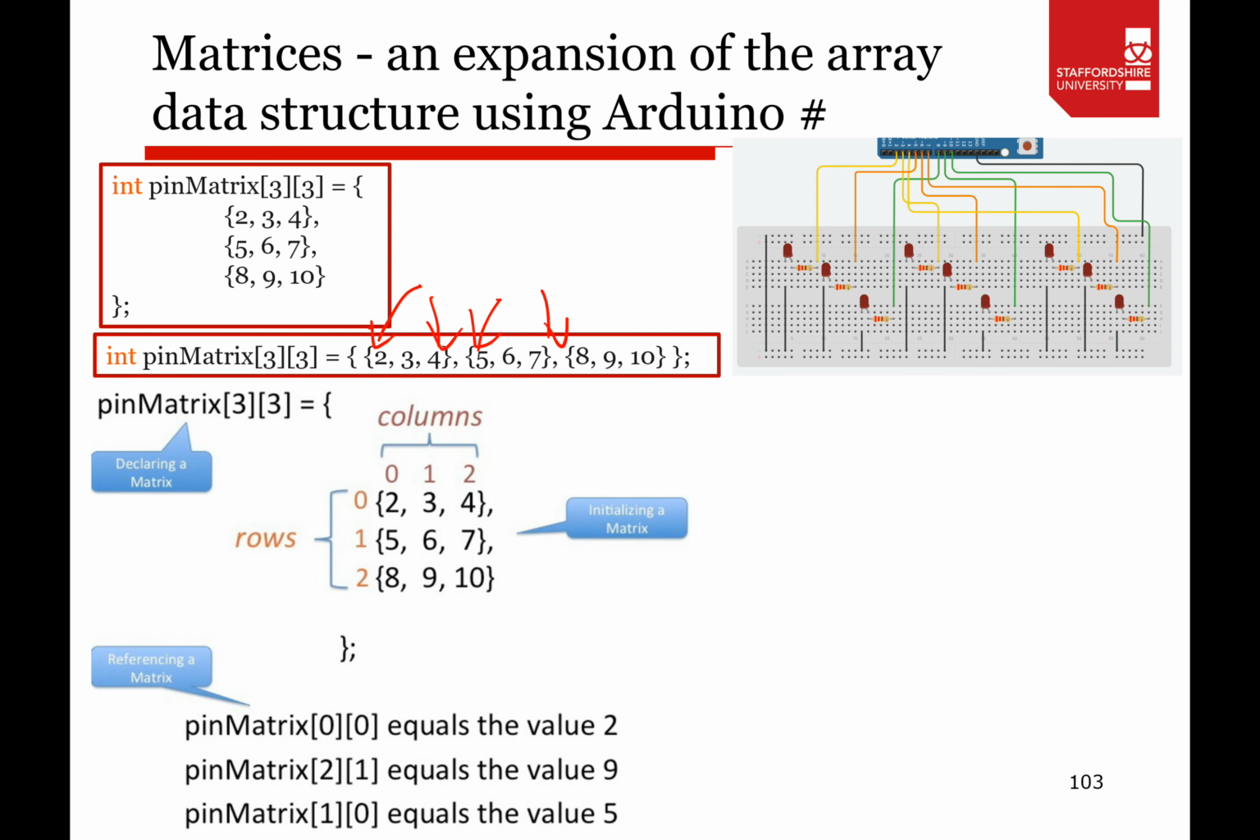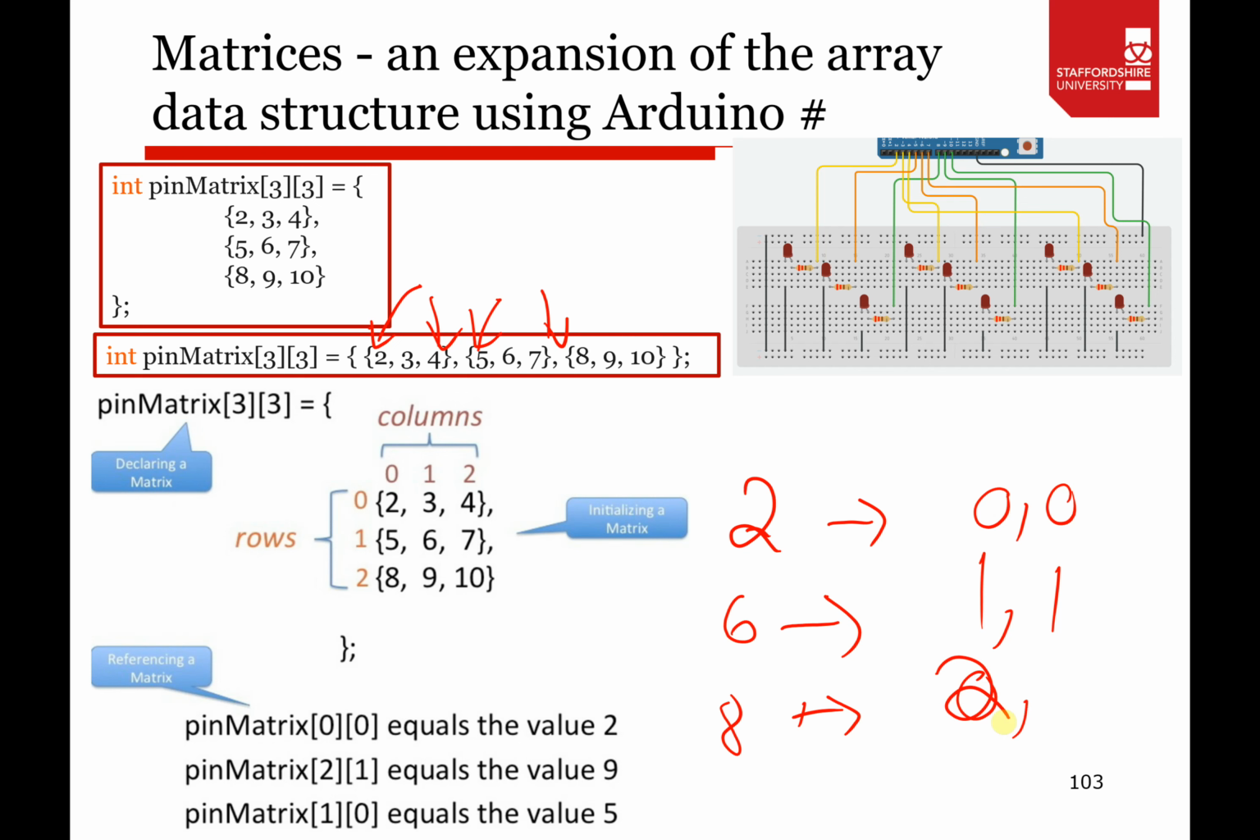So 2 is indexed by 0, 0. 6 is indexed by 1, 1. And 8 is indexed by, sorry, 2, 0. I'm getting it the wrong way around. And here are the other examples there.